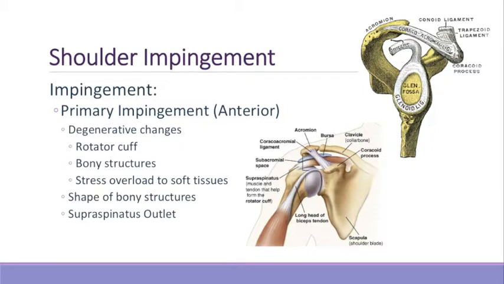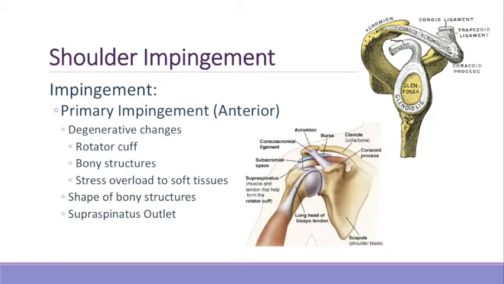Shoulder impingement primary. As mentioned, it is because of a mechanical narrowing of the space. Primary impingement usually occurs with older populations, those of us who are 40 and above, and it is caused by degenerative changes to the rotator cuff, the acromion process, the coracoid process, and the soft tissues. It is insidious, which means it is gradually harmful. Over time, stress overload will result in impingement.